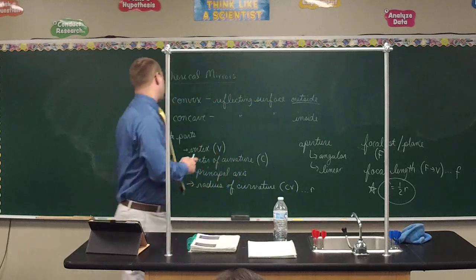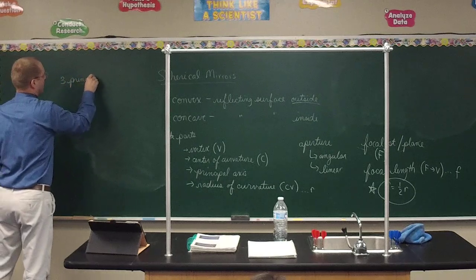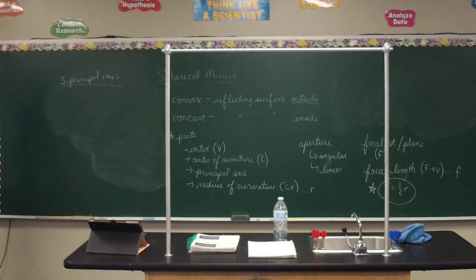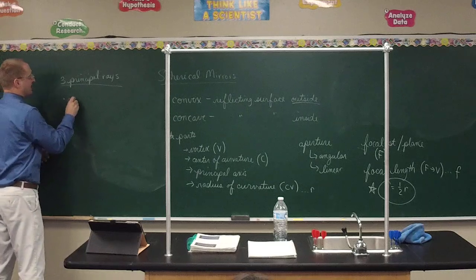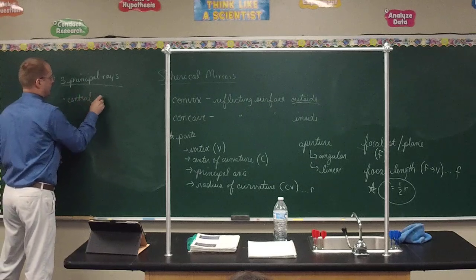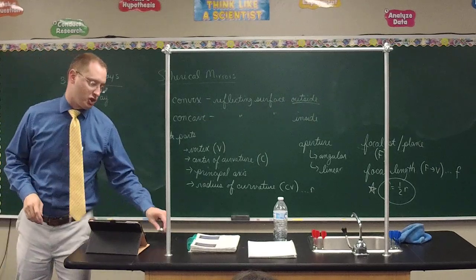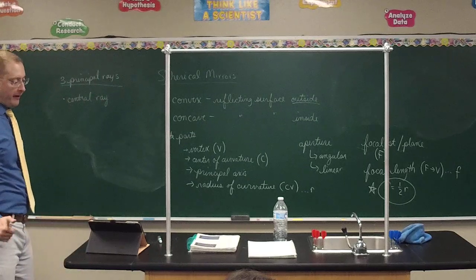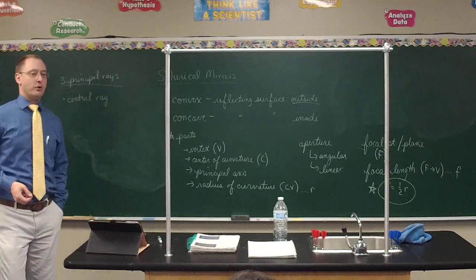You need to know the three principal rays. Now again, could you draw more rays than these in your ray diagrams? Absolutely. We're going to stick to three principal rays. The easiest of all of them is called the central ray. The central ray is drawn through the center of curvature to the mirror and right back through.